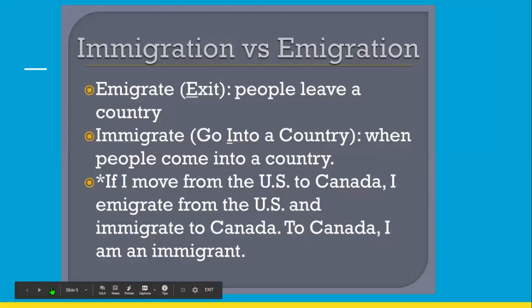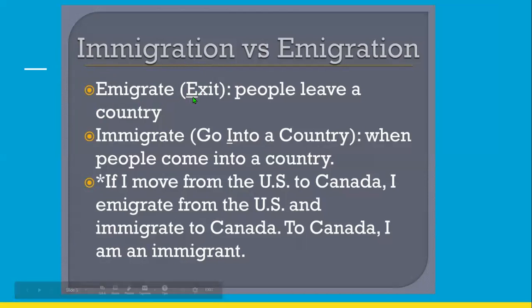So let's see. Now I put this up because I know that Mrs. Evanson had, when you were working on those grammar pages, the word immigration, with an E-M or an I-M. I think these words get confused often. So let's see, immigration versus emigration. I know I've talked to you about this before. So let's look at emigrate.